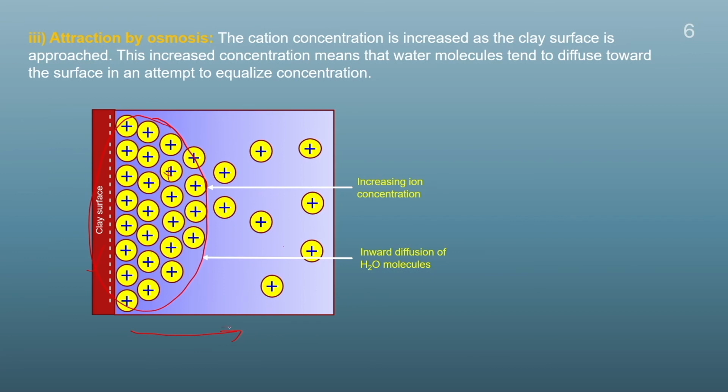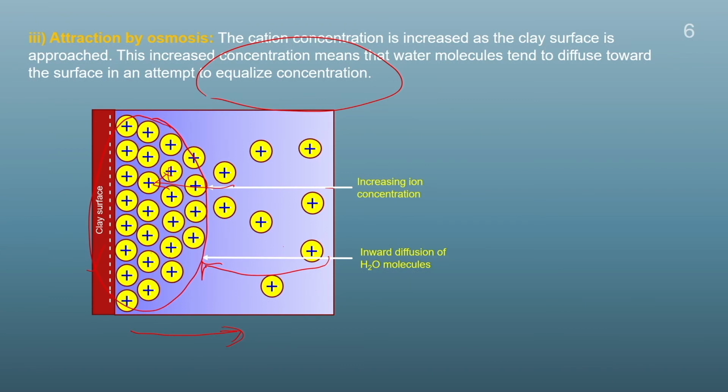Now, because of this difference in the concentration of the cations, there will be a flow of water because of osmosis. We can see over here, this is the increase in ion concentration in this direction. Because of this concentration gradient, the water molecules will diffuse towards this, and as a result a large amount of water will be attracted, and the water will move in order to equalize the concentration of the cations.